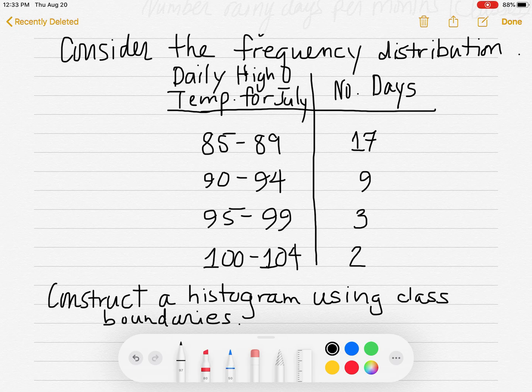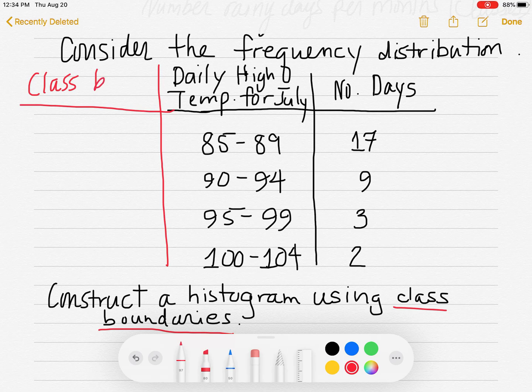Now in this case, it's an ideal situation to use boundaries because temperature is not discrete, right? Temperature is continuous, meaning you can have decimals. You could have like 89.7 degrees Fahrenheit. And 89.7, well, we'll see where that falls. Does that fall in the first class from 85 to 89, or does that fall in the second class from 90 to 94? Let's determine that. So we want to construct a histogram using class boundaries. So the first thing we have to do, we have to look at the class boundaries. So here on the left, I'm going to make a column that says class boundaries.